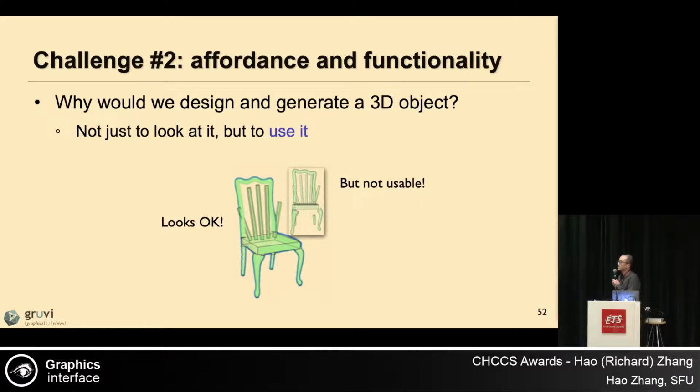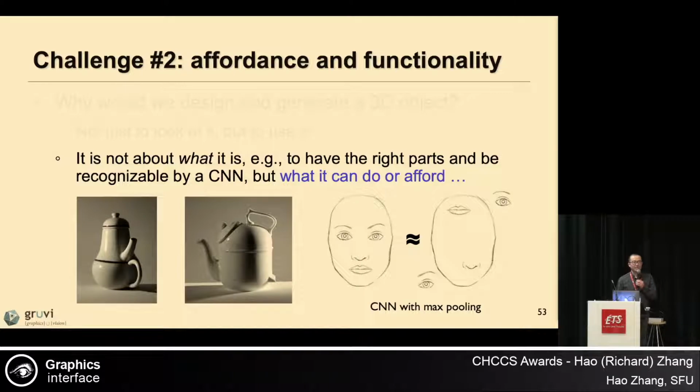The second challenge, I'd say, is what I call the affordance or functionality challenge. Why would you want to generate something in 3D, whether it's a 3D shape or a 3D environment? I think it's not enough just to look at it. You actually want to use it, because we humans live in a 3D world. The reason we want a 3D shape and 3D environment is to interact with it, to live within it. So it's not enough for this thing to just look right from one angle. It's not enough to have the right parts.